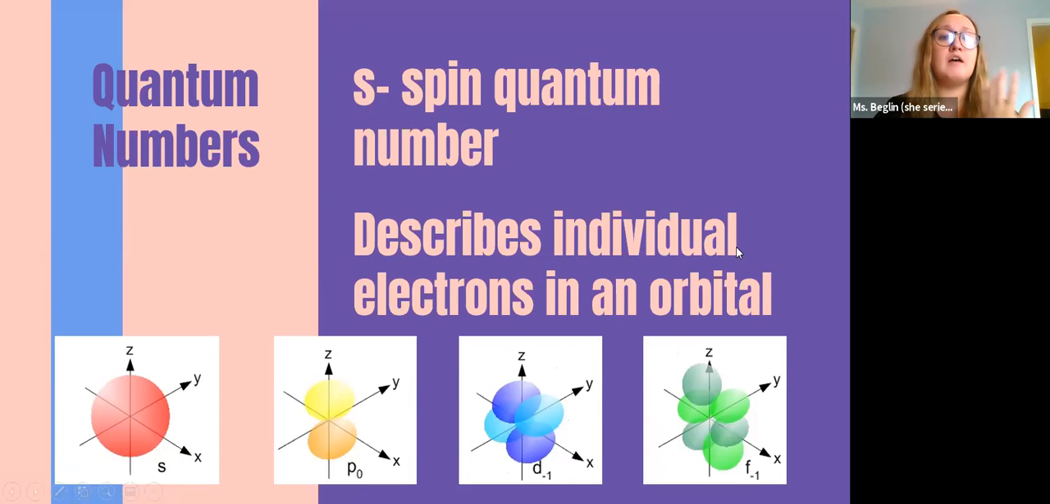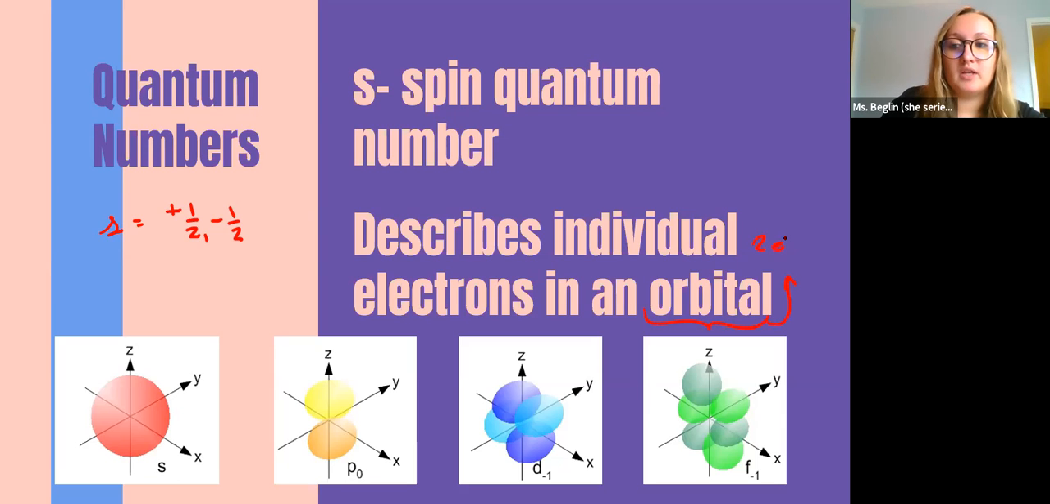And finally, we have S, which is the spin quantum number. It describes individual electrons within an orbital. So S can be equal to +1/2 or -1/2. And it describes each electron in an orbital.